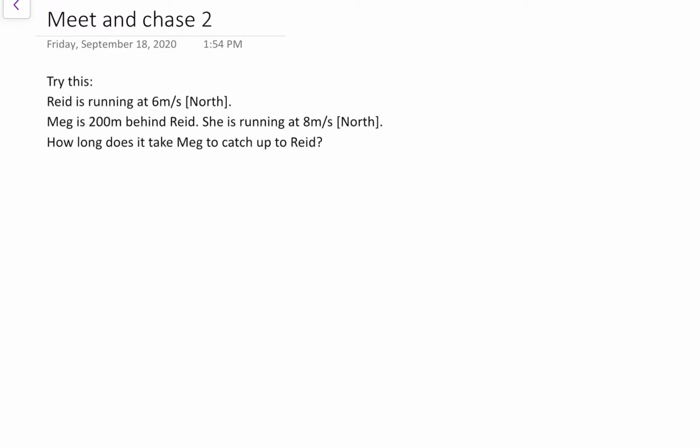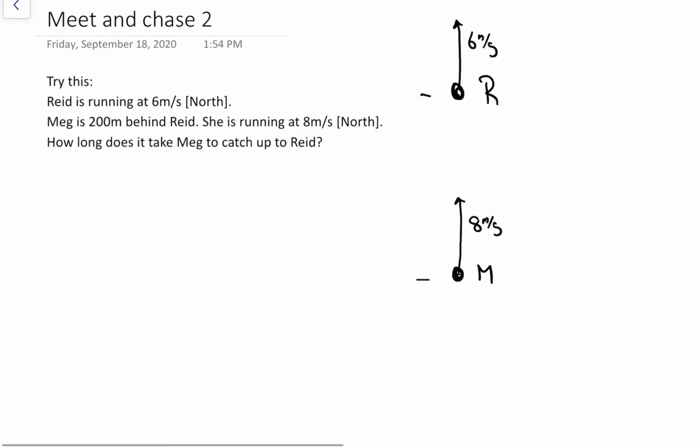We've got Reed, he's here, he's moving this way at 6. Meg is back here. She's moving this way at 8. There's a space between them of 200 meters, so the 200 would fit in here.